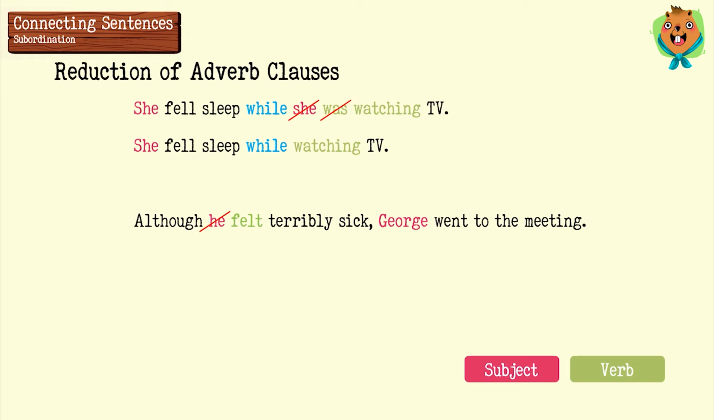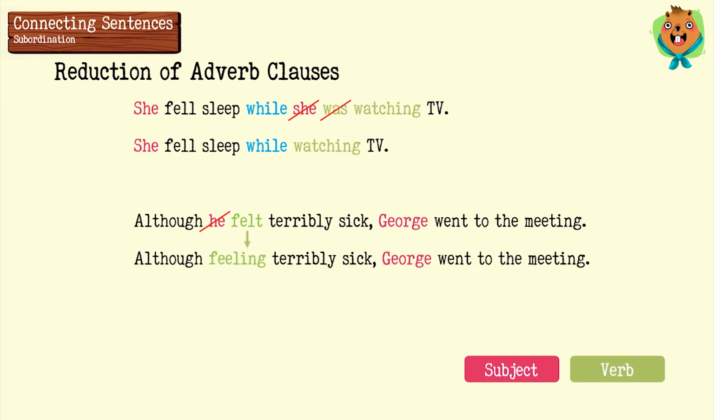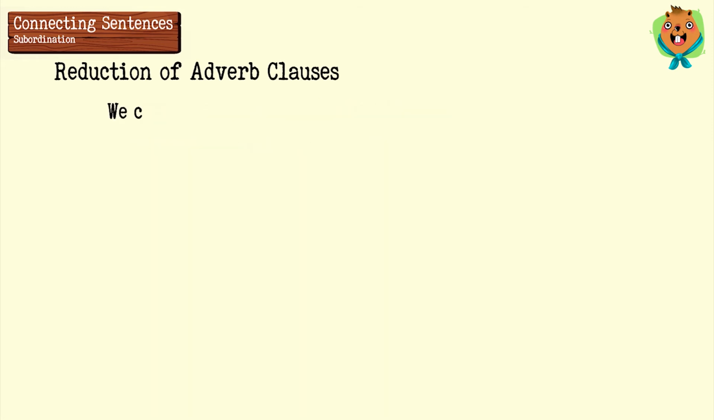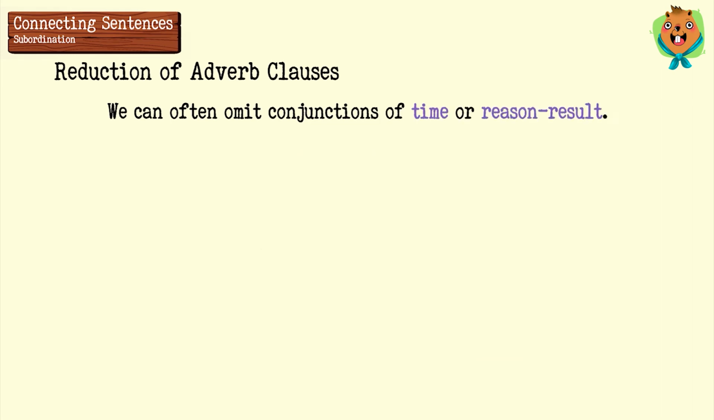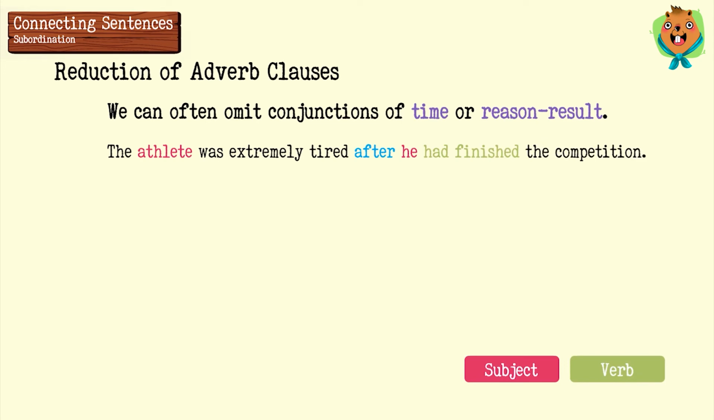It is not a be form, but it is possible to turn it into the ing form. So the complete sentence, "Although he felt terribly sick, George went to the meeting," is reduced thus: "Although feeling terribly sick, George went to the meeting." In this kind of reduction, if the conjunction expresses time or reason and result, we can often omit the conjunction too. For example, "The athlete was extremely tired after he had finished the competition."